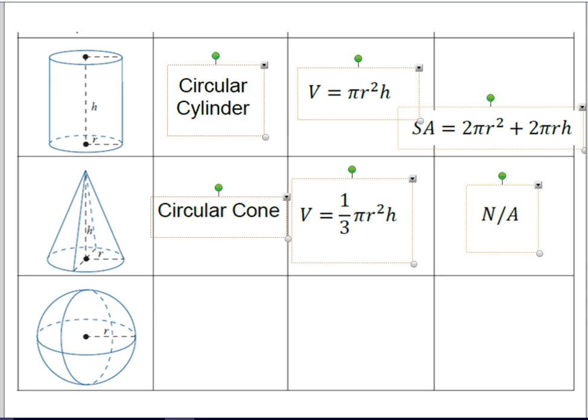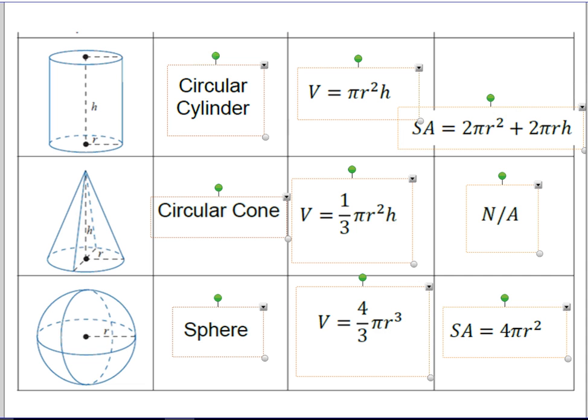Our last shape that we have here is a ball shape. It's called a sphere. And for the volume of a sphere, we have 4/3 times pi times r cubed, or radius cubed. That's radius times radius times radius. And then for our surface area, we have 4 times pi r squared. So those are numbers that you'll need to be able to use.